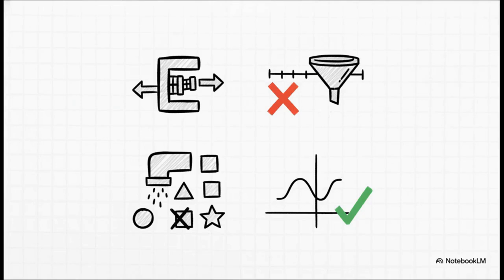So let's wrap this all up with the key takeaways. First, a function is just a rule that links every input to exactly one output. Simple. Second, the domain is the set of all the allowed inputs, the x values. Third, the range is the set of all the possible outputs, the y values. And finally, the vertical line test is our super quick way to check if a graph is a function just by looking at it.